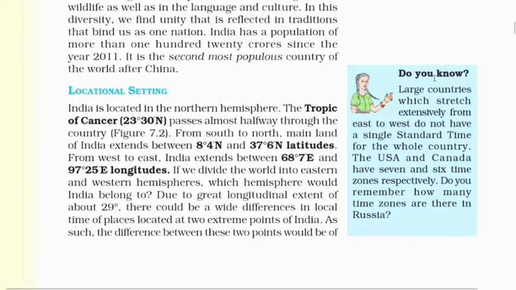Do you know, large countries which stretch extensively from east to west do not have a single standard time for the whole country? The USA and Canada have 7 and 6 time zones respectively. USA has 7 standard times, Canada has 6 standard times. Do you remember how many time zones there are in Russia? Yes, there are 11 time zones in Russia.